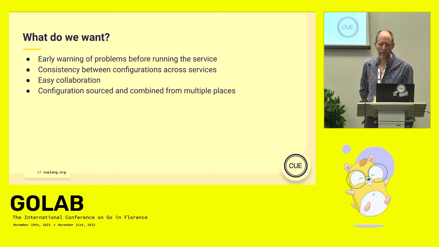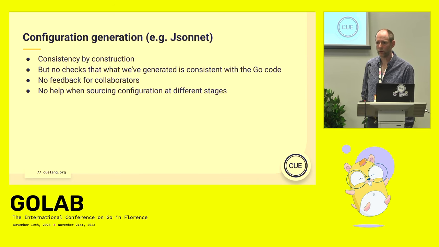I want it to be straightforward for people writing different services to be able to collaborate with one another at review time. That is, there should be clear, machine-checkable API contracts rather than vague user-written documentation. And I'd like to see all the above even in the face of the fact that our configuration data might come from different places and at different times.